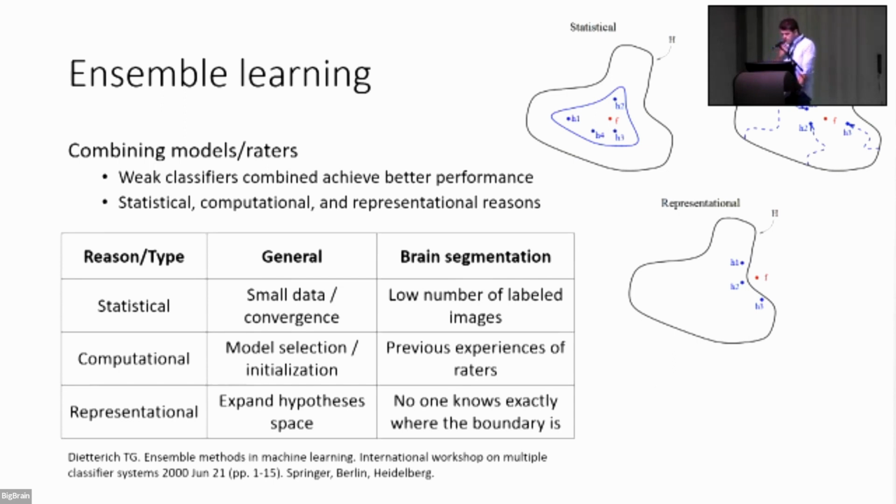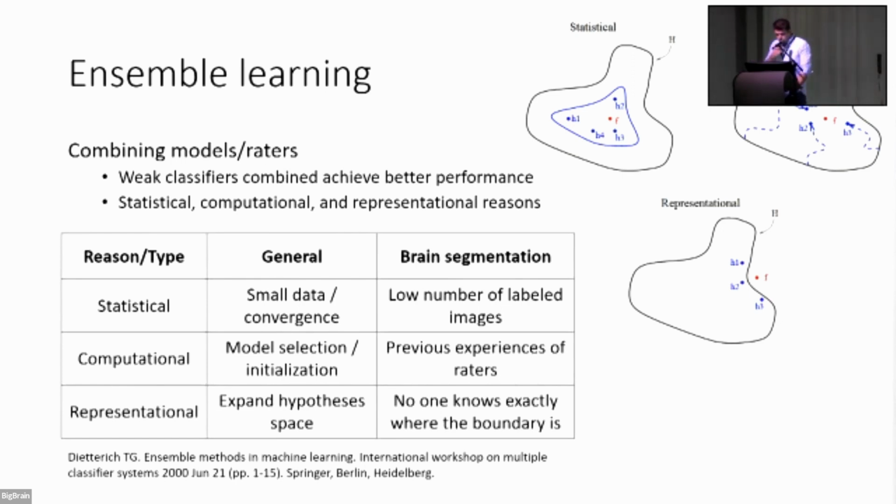And in regard to brain segmentation, I think we can apply the same reasons for using ensemble learning, because of course we have a low number of images. So just try different models on the same small number of images, and they can give you different results, which you can then combine and again lower the possibility of going totally astray.